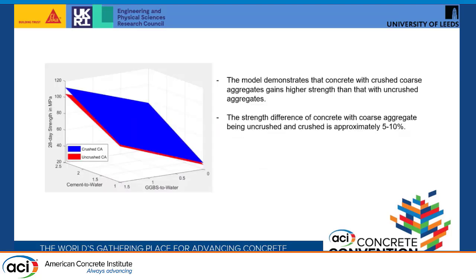What about the well-known effect of crushed aggregates? Here are the surface plots for concrete with crushed coarse aggregate and uncrushed coarse aggregate. We can see clearly the blue one belongs to crushed coarse aggregate. It has a greater strength than the concrete with uncrushed coarse aggregate. So we saw our model reproduces the well-known effect of GGBS and crushed coarse aggregate.